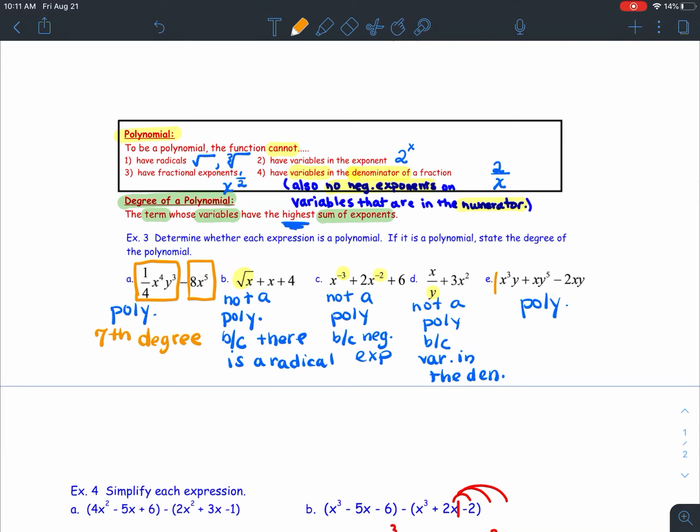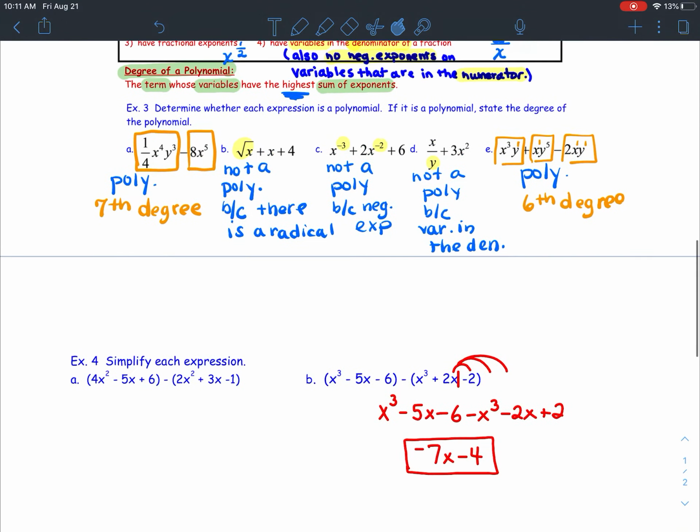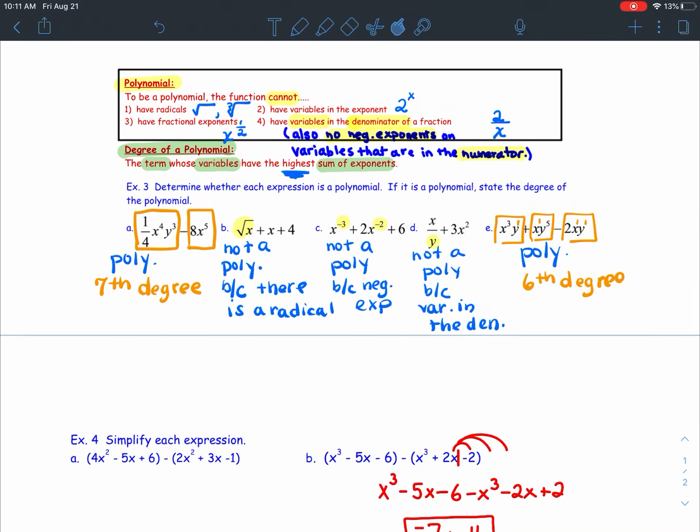Using that same idea down here in example E, here I have a trinomial. I have 3 terms. I want to make sure that for any variable where you don't see an exponent, we assume it's a 1. So I'm going to sum this, that would be a 4. I'm going to sum this one, that term's sum would be a 6. And this one, the sum on the variable exponents only is a 2. So the highest sum was a 6, so I would call that 6th degree.